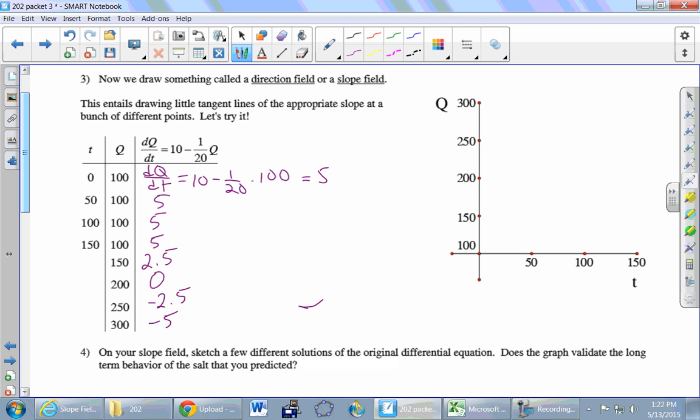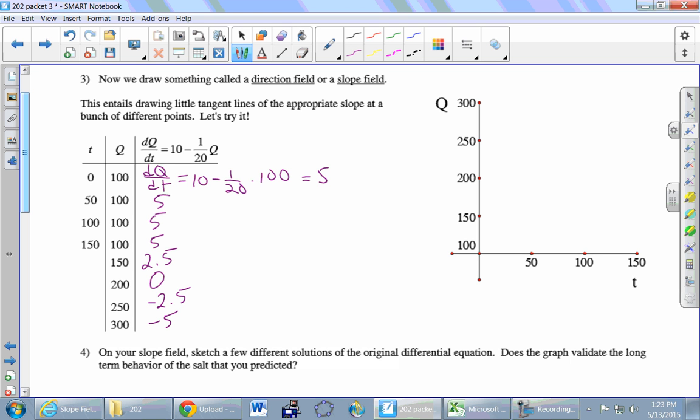So here's what we're going to do with all of that information. I've got my graph over here. I'm going to go to each point that I've got in my table, and at the particular point, I'm going to draw a tangent line with the slope that's given by the last column, and I'll explain why in just a second. Go to the point 0, 100: 0 for t, 100 for q. I think that's right there. It's kind of my origin there.